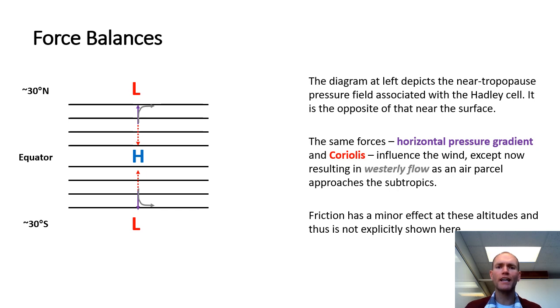Now friction, unlike at the surface, is comparatively minor here. There is some friction between different air parcels, different constituents within the atmosphere, but it's much, much less typically than what you would see right along or just above the surface. And so consequently, we say that it has such a negligible effect as to not need to include it within our diagrams that we see here.